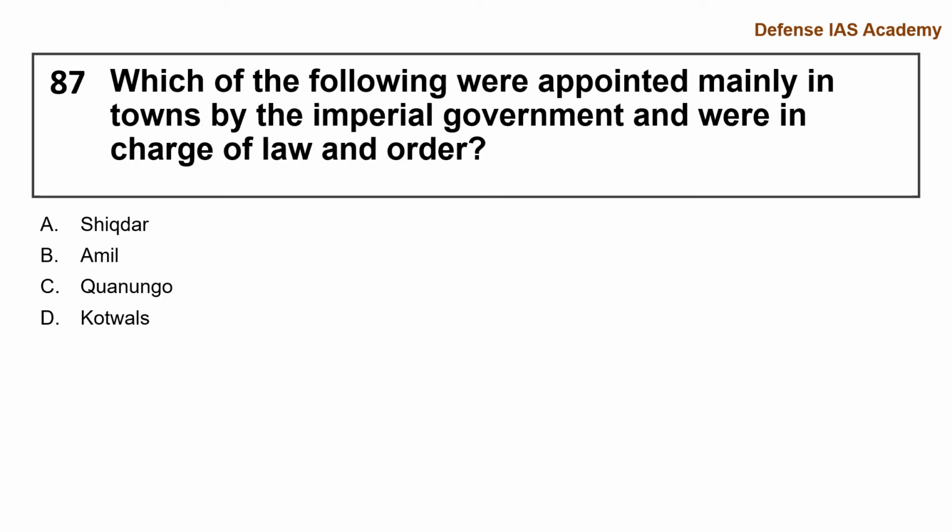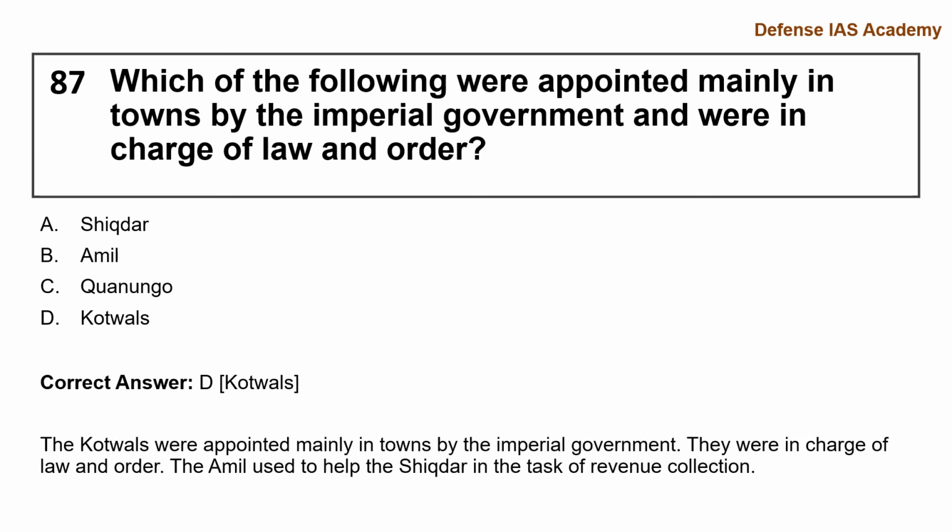Question 87. Which of the following were appointed mainly in towns by the imperial government and were in charge of law and order? The correct answer is option D, Kotwalas. The Kotwals were appointed mainly in towns by the imperial government. They were in charge of law and order. The Amil used to help the Shikdar in the task of revenue collection.